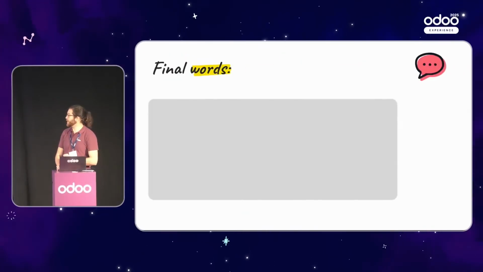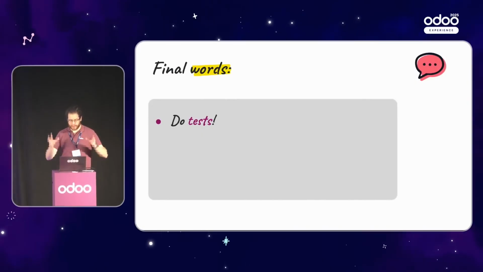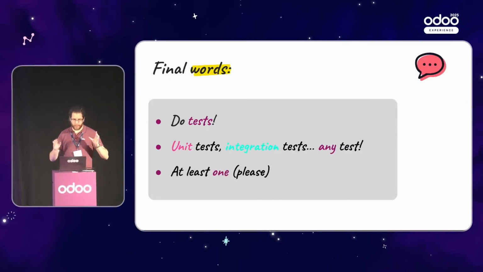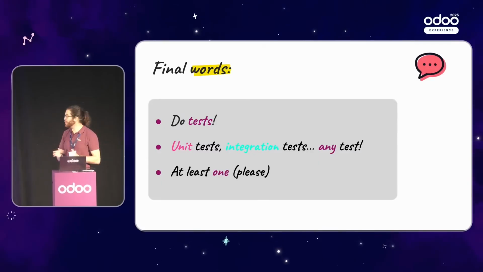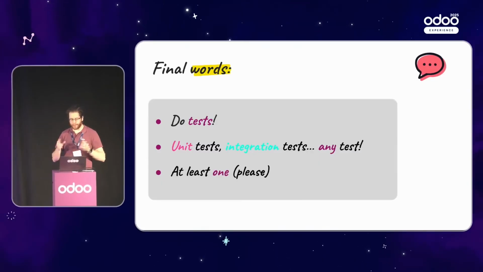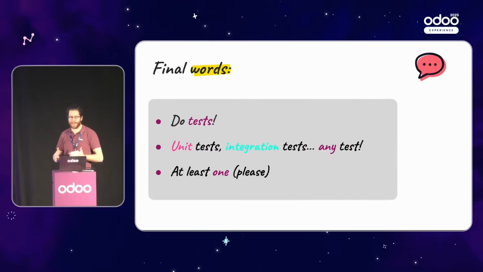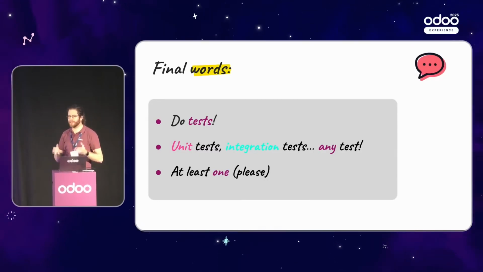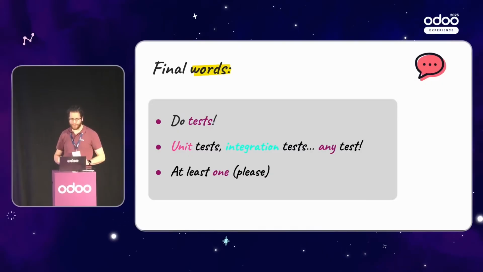So a few final words now. Tests are very important. Do tests. You can do unit tests, integration tests, any tests. Write at least one, because it's very important. One test is also an incredible amount of added value. It at least proves that your feature or fix works in at least one case, and this is already very valuable.